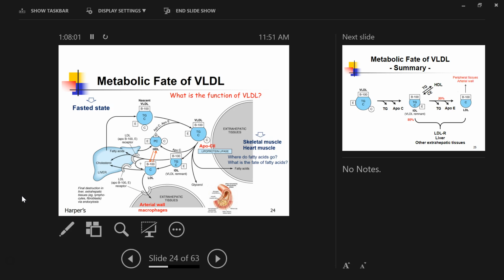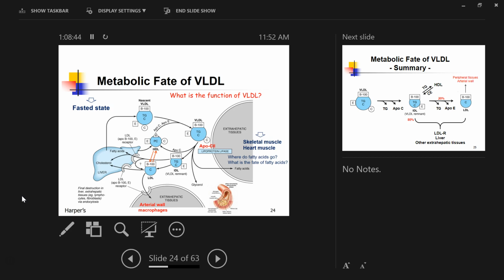So try to remember the metabolism of VLDL in two different physiological states. They are different, and remember these two questions. Any questions? Okay. And we're going to explain in a little more detail later.